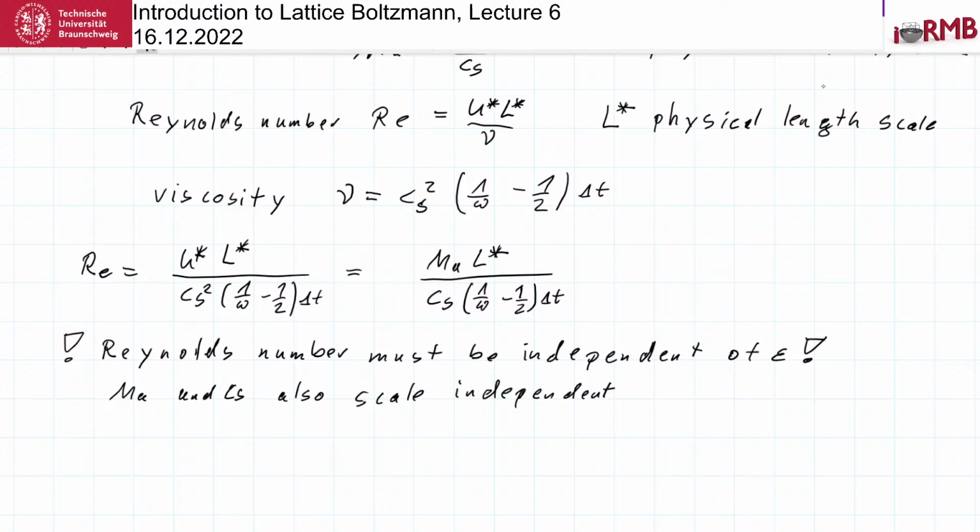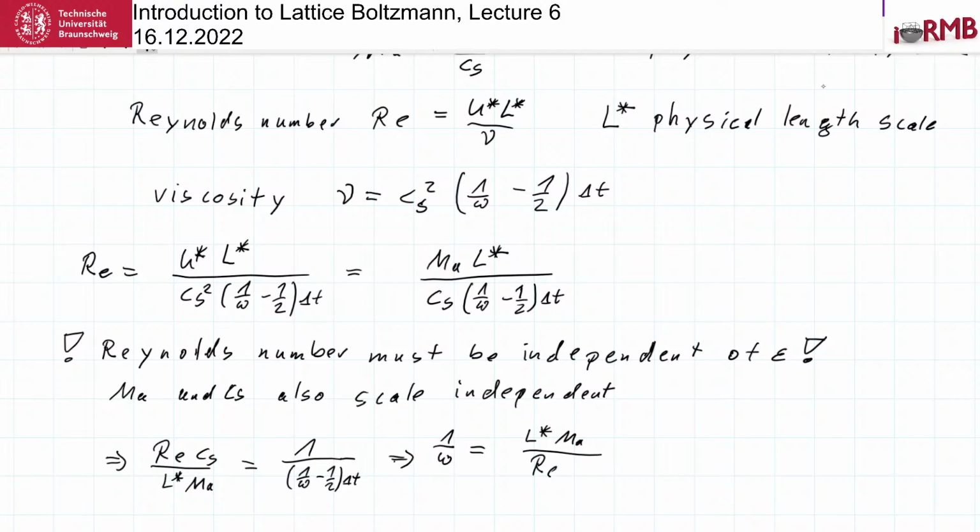Okay, so if they are also fixed, right? So let us take them to the other side. Reynolds number times Cs divided by L star divided by Mach number is now equal to 1 over omega minus 1/2 delta T. And this implies that 1 over omega, I write it this way because this is simpler, is L star times Mach number divided by Reynolds number times Cs.